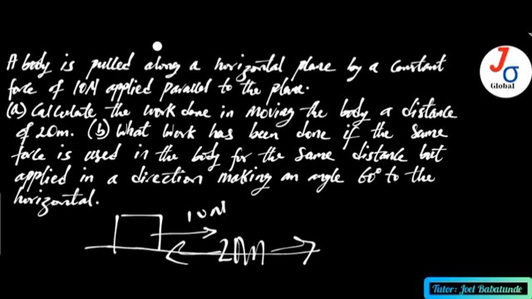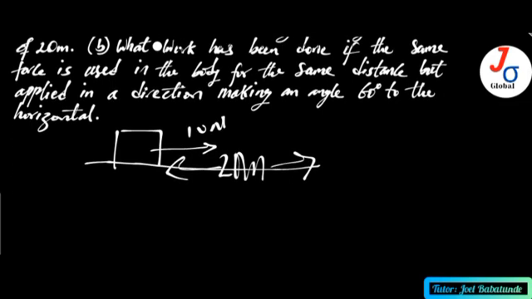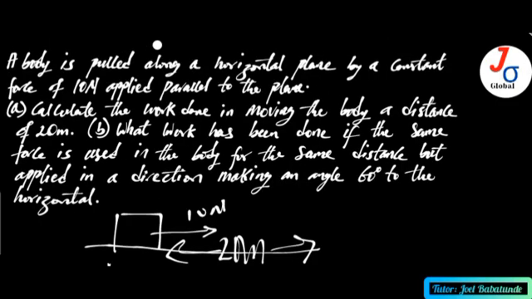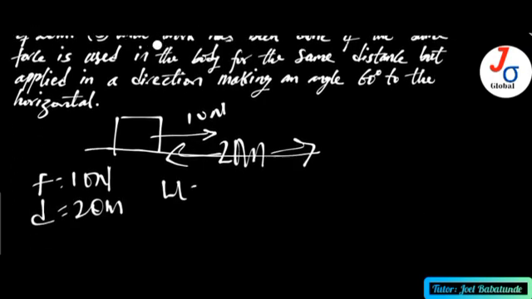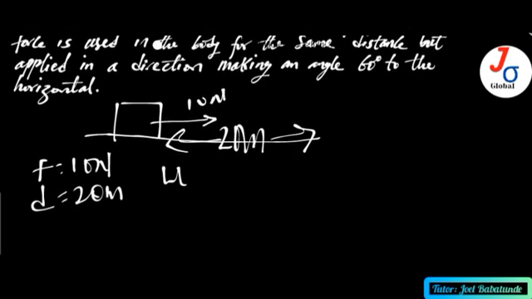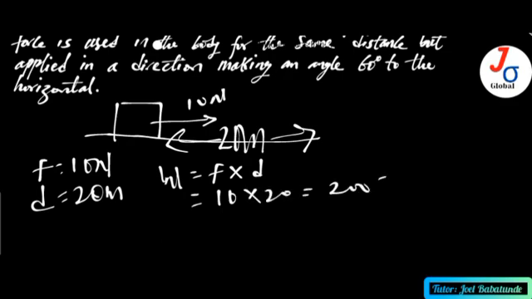So can we calculate for that? Yep. So what's the force? The force is 10 newtons. What's the distance covered? 20 meters. We are asked to calculate the work done. What's the formula for work done? Work done is force multiplied by distance. And force there is 10 and distance there is 20. And that is 200 joules. So that's the work done, 200 joules.